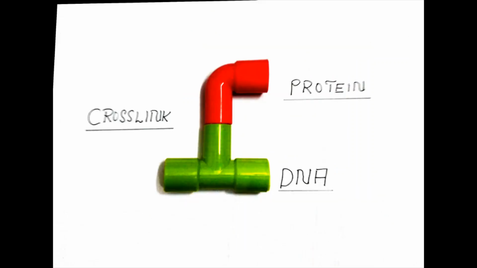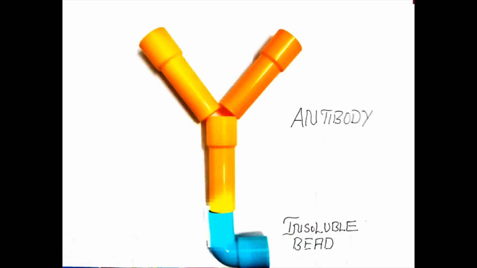So here in the cross-linking step, you are observing protein interacts with DNA. So the red color protein interacted with the green color DNA. This is the first step, the cross-linking step. Later, you are adding antibody. You are observing the yellow colored antibody with an insoluble blue color bead. You can also use magnetic beads.